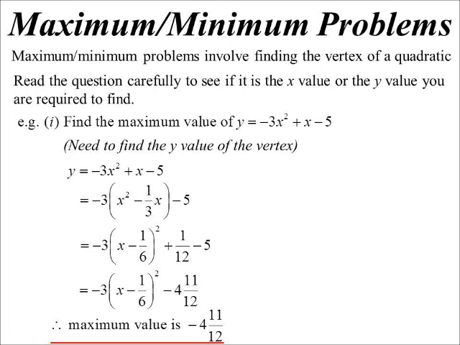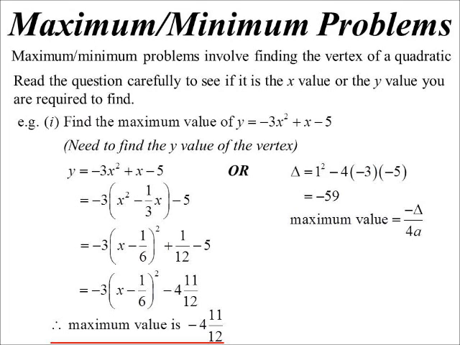Okay, so that's one way we could do it. Personally, I wouldn't have done it that way. I'm going to use that idea of minus the discriminant on 4a. I think that's a lot quicker. So if I work out my discriminant, b squared minus 4ac, we end up with minus 59. So our maximum value will be minus the discriminant on 4a, minus minus 59 on 4a. 4 3s are 12, so minus 59 on 12. There you go. Same answer, and I think you'll agree, a lot quicker way of getting that answer.